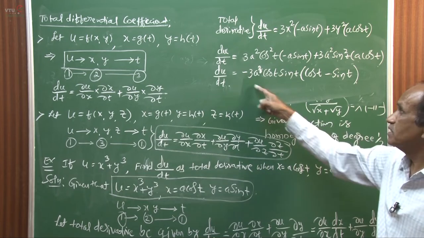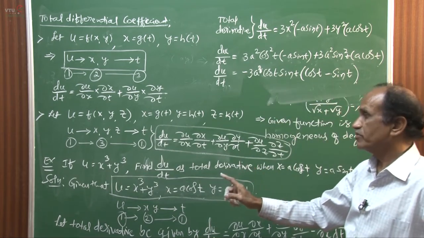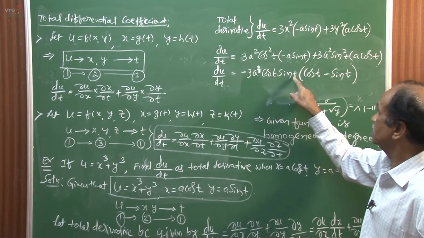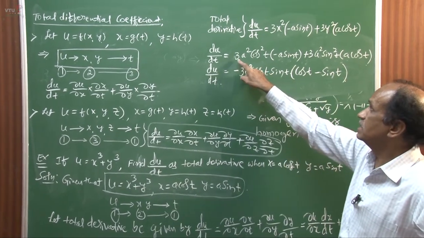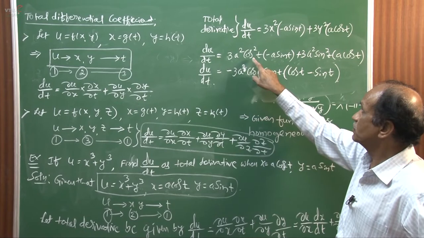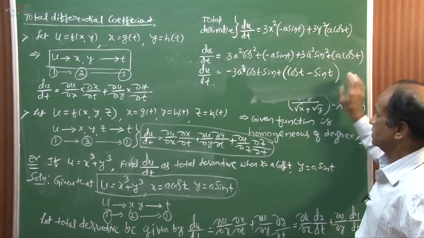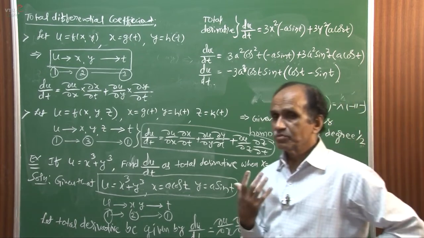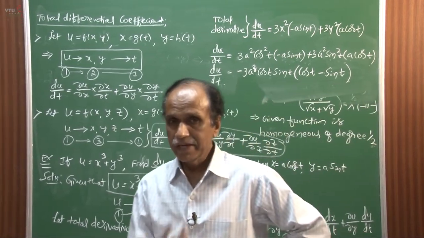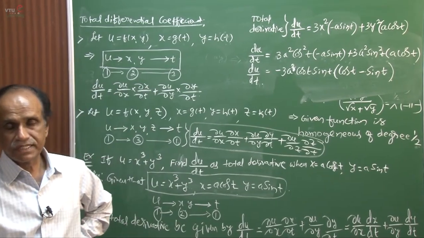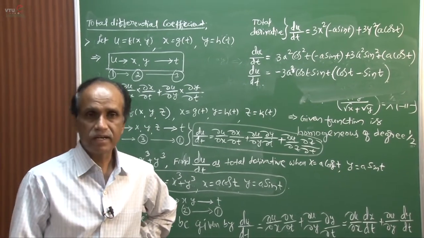Now we can see there is no presence of x and y. There is a presence of t in both the cases, that is 3a cube into cos square t sin t and sin square t cos t. That's all the answer. That means you have to put the value of the given function only in the form of t. That is called total derivative.